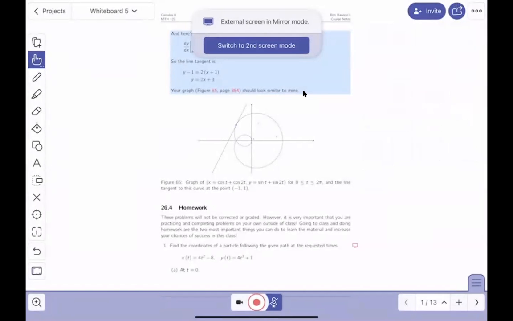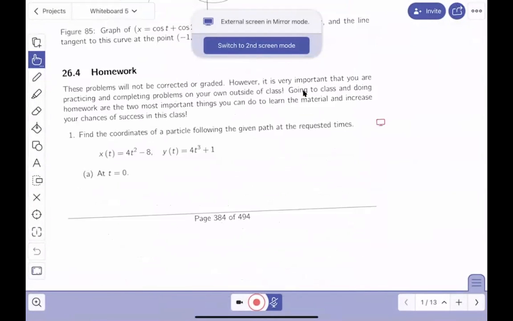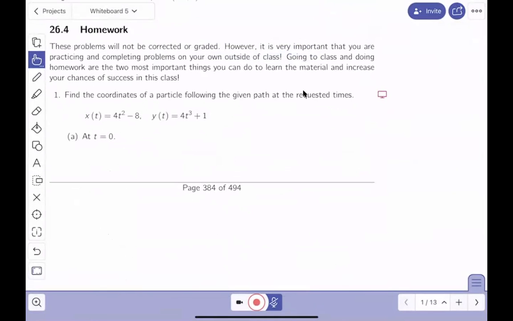Okay, first question. It says, find the coordinates of the particle following the given path at the requested times. So x is a function of t and y is a function of t, and they say t is equal to 0. So let's write this down.